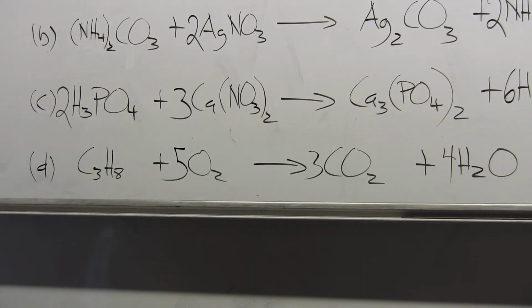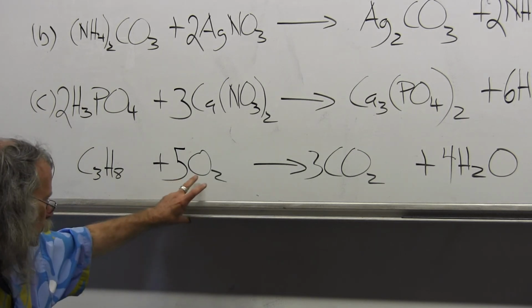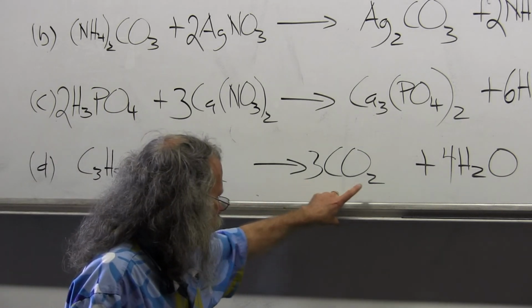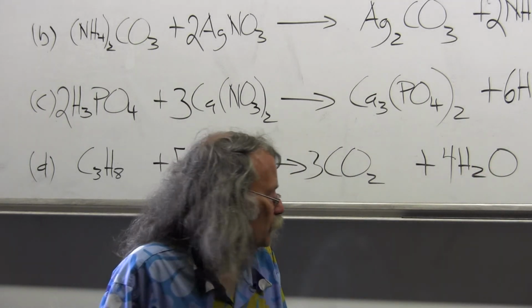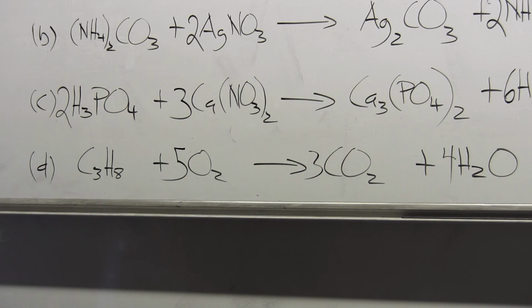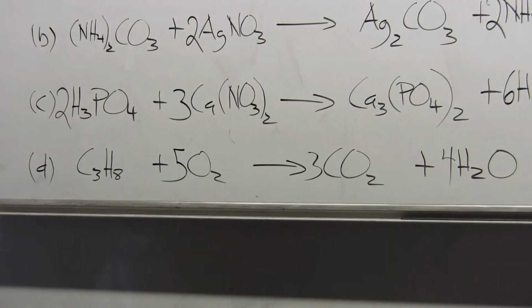And so now, does it balance? I've got 5 times 2 is 10 oxygens, 3 times 2 is 6, and 4 is 10. So we've balanced oxygen, we've balanced hydrogen, and we've balanced carbon. And that finishes that.